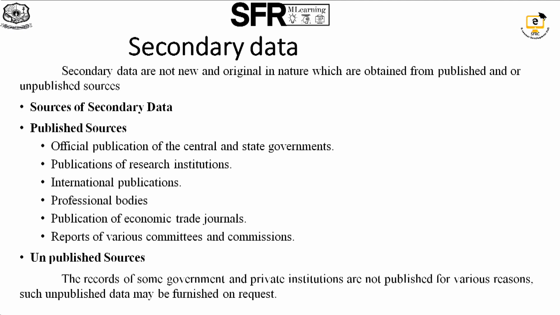This is available online on Google. We can collect a lot of information from Google, right? If a research scholar researches some papers, those are also available. Some papers are not accessible, that is the unpublished sources. Some institutions publish their sources, that is published sources. Unpublished sources means the records or information of individual persons or some institutions cannot be published in a public portal. The records of some government and private institutions are not published for various reasons. Such unpublished data may be furnished on request.